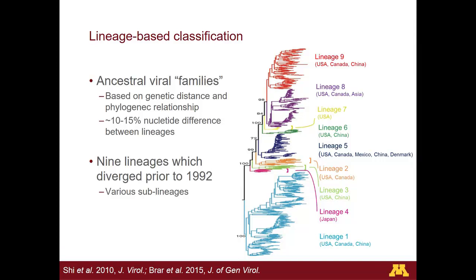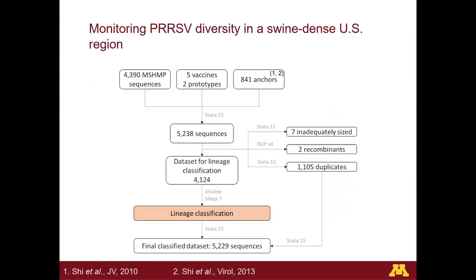Different lineages have different percent differences to one another depending on which comparison you're making. Roughly, they vary between 10 to 15% between lineages. Again, 9 lineages were described from the beginning, and the expected time that they diverged from one another is prior to 1992. So whatever you see occurring in the United States nowadays is not something that is happening now. Things might be further changing now, but the origin happened a long time ago.